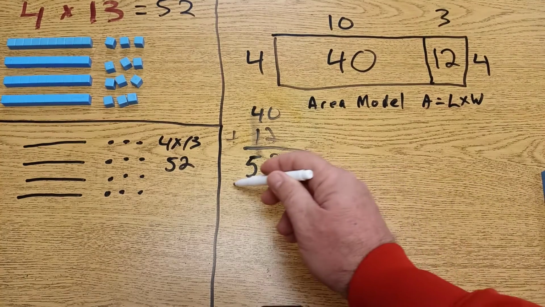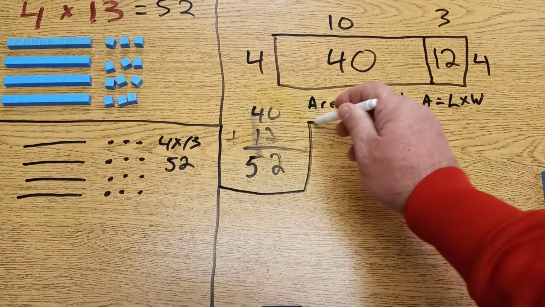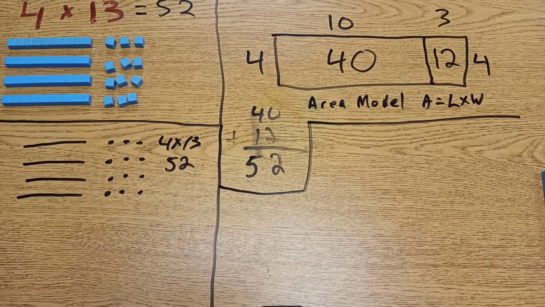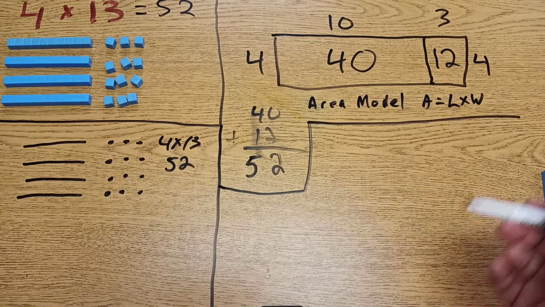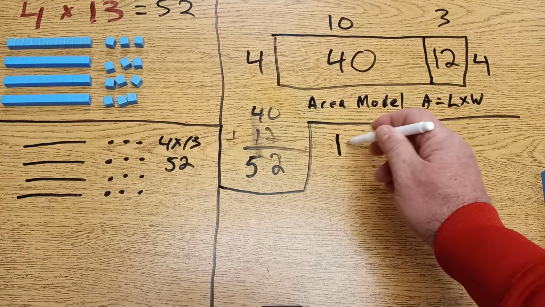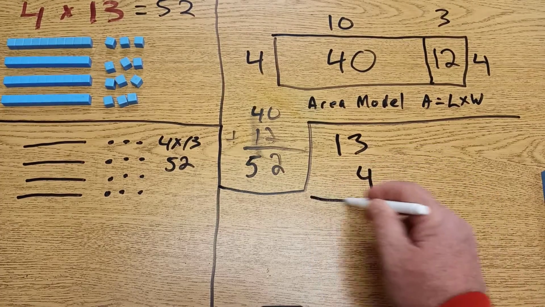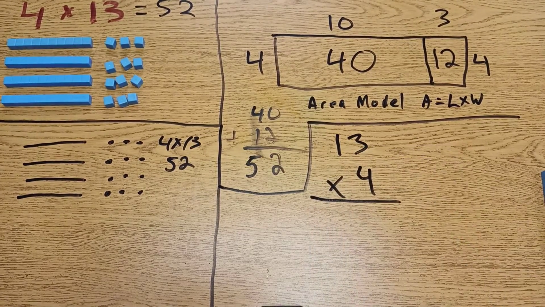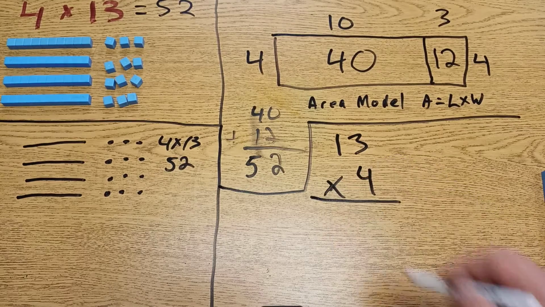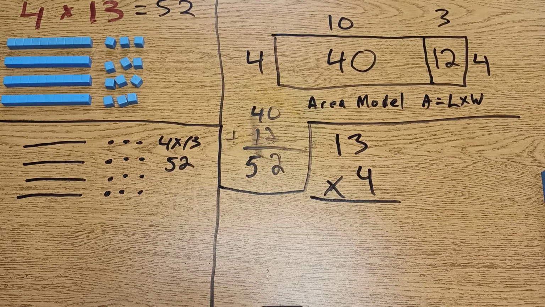And next way we're going to do it, I'm going to block this off. Okay, there's another partial product. That was one way to do partial product. Another way to do partial product is to set up the problem like this. So it'd be 13 times 4. Okay, and it looks very similar to the standard algorithm way of doing it, but it's going to be just a little bit different.